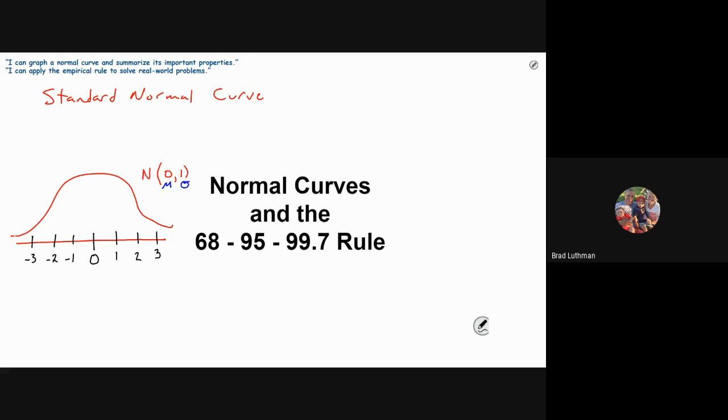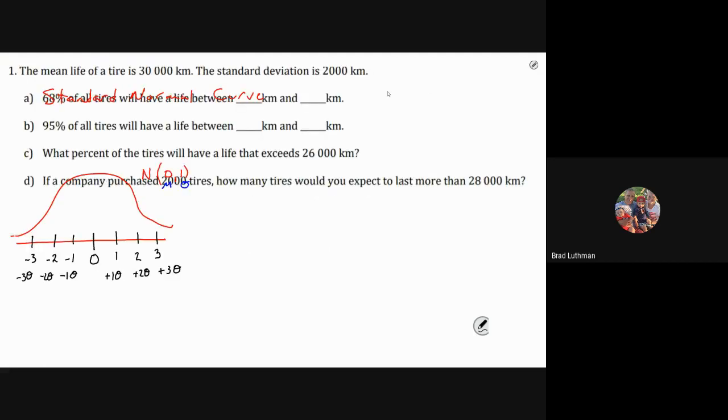Sometimes you'll see people write things like this, using the standard deviation notation. Either way, that's going to be the standard normal curve that we try to work on throughout the problems today. Go ahead and erase.